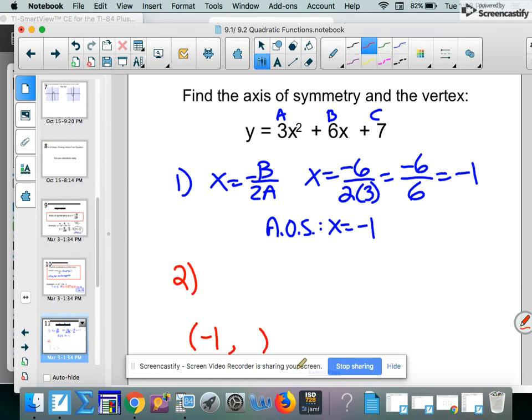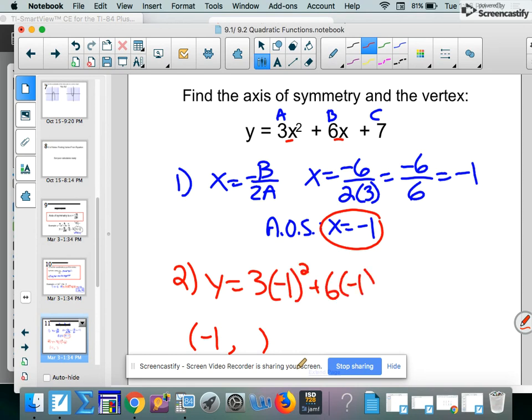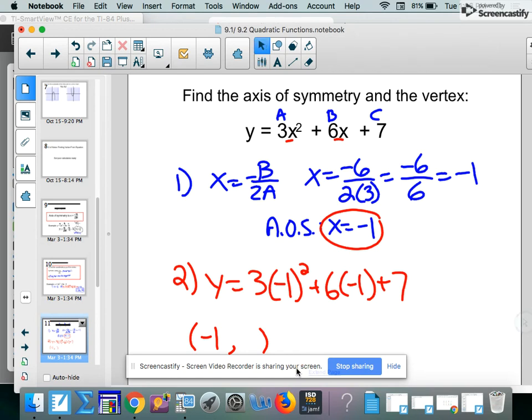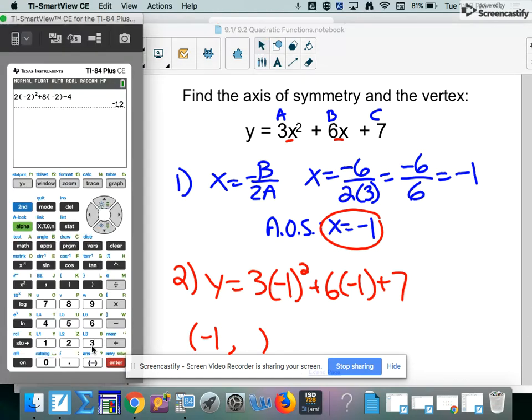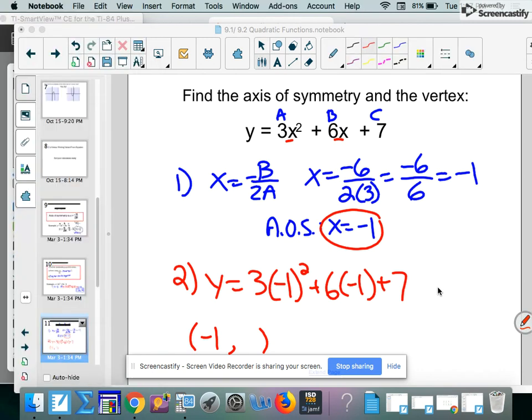For your vertex, again, we know your vertex is a point. I already know x, it's -1, but you're going to plug that in for x in your equation. So y equals 3 parentheses -1 squared plus 6 times -1 plus 7. You can plug it into your calculator. You can do order of operations, whatever you want to do. This one would be pretty easy to do in your head too, but just make sure you do order of operations if you do it in your head, and you get 4, so y equals 4.